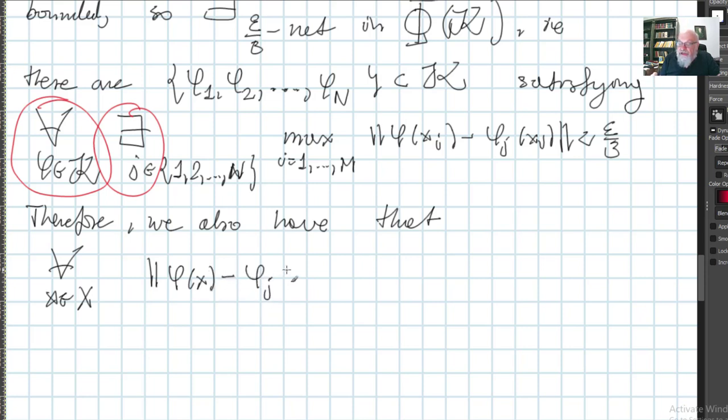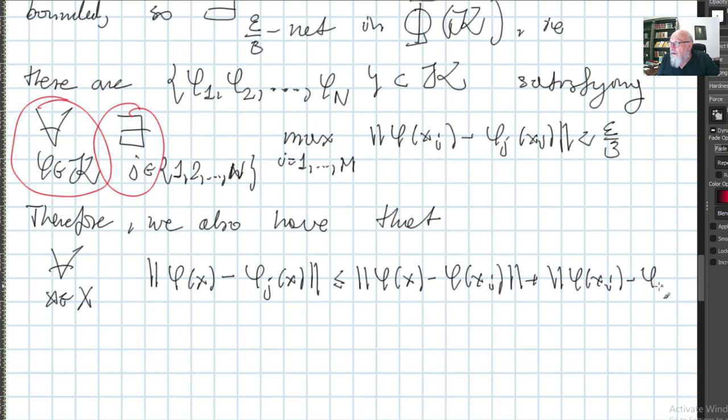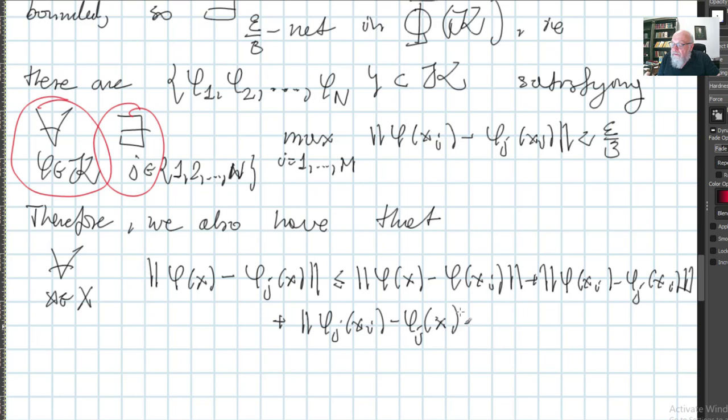So now x is arbitrary. Here the condition is only for x_i, but now I can rewrite it and write it down like this: phi of x minus phi of x_i, plus phi of x_i minus phi_j of x_i, and the last one is plus phi_j of x_i minus phi_j of x. So this will be now my condition 2.